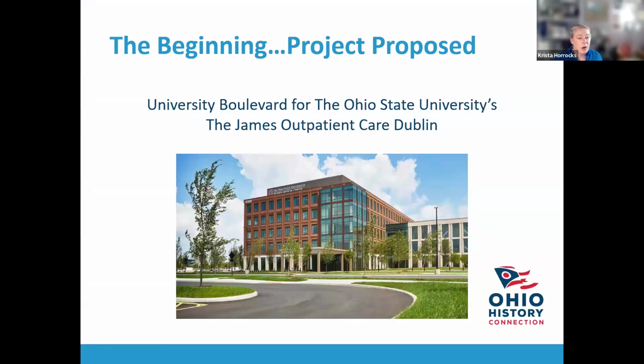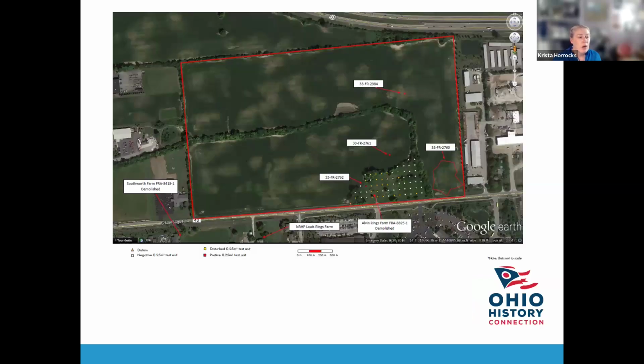Okay, so the proposed project that triggered the Section 106 process was known as University Boulevard. It was a roadway realignment project, as well as the construction of this medical facility that you see here that was for The Ohio State University. The Army Corps of Engineers, Huntington District, served as the lead federal agency for the project. Originally proposed in 2017, the project went through various renditions.